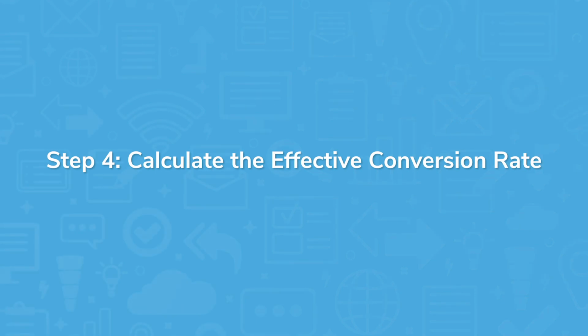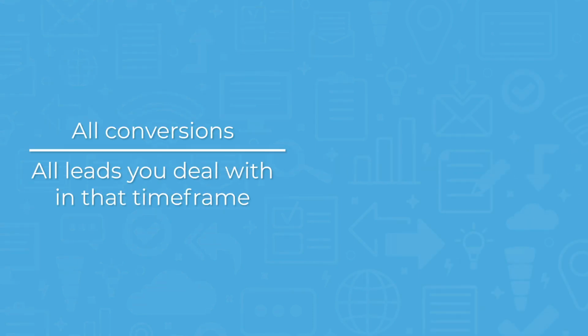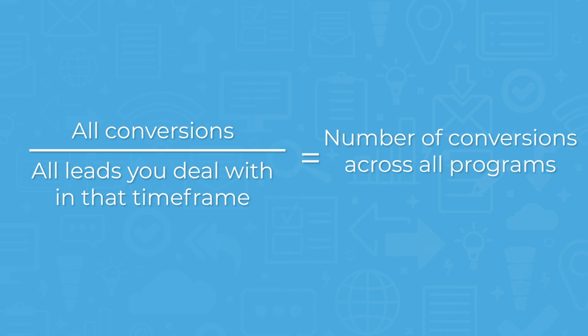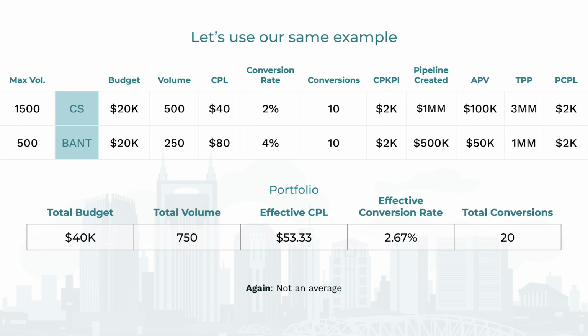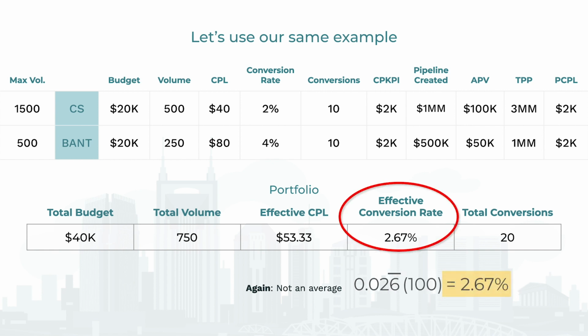Step 4. Calculate the effective conversion rate. When you calculate the effective conversion rate, you don't take an average of all of your conversion rates. Instead, divide all of your conversions by all of the leads you deal with in that time frame. This will tell you how many conversions you get across all your programs. In our example, we have a total volume of 750 leads. If we add up our conversions, we get 20 total conversions. 20 divided by 750 equals 0.026 recurring. Round that to 2 decimal places, and we get our effective conversion rate, which is 2.67%.